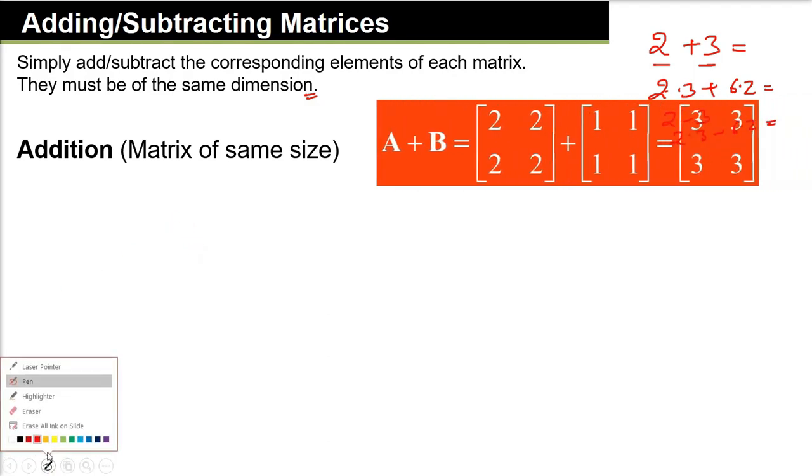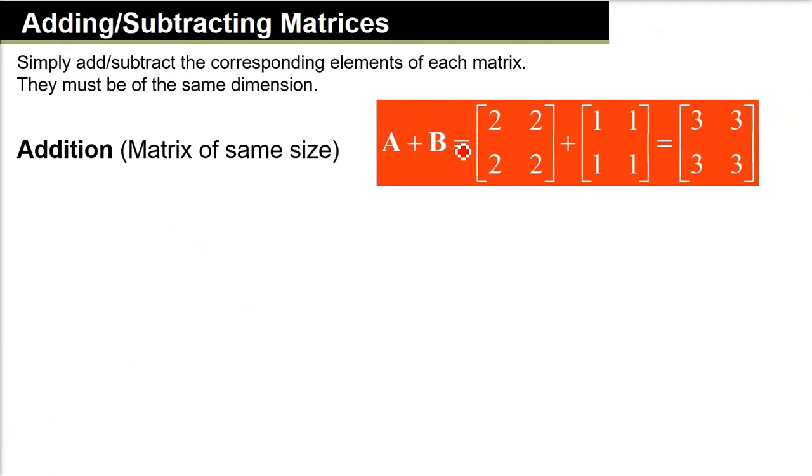Let us take a very simple example. We have a matrix A which is 2, 2, 2, 2. B is 1, 1, 1, 1. And when we try to add, we add the corresponding elements. First, both matrices are 2 by 2, so they can be added. If one is 3 by 3, you cannot add it with 2 by 2. You cannot.